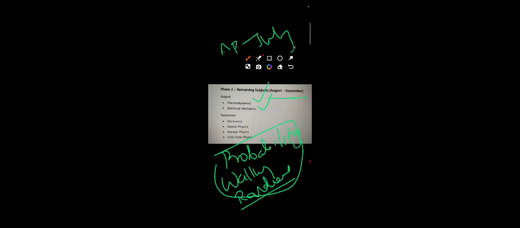Then in September, what you have to do is, as I told you at the beginning, from April to July you focus on math, quantum, classical, along with some of the electronics, atomic, nuclear. So from September you have to cover the balance topics that you couldn't cover from April to July.